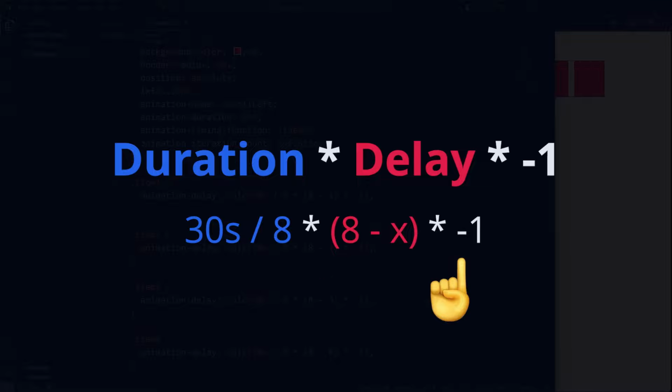Finally, we have times minus 1. All this does is convert the result of our calculation into a negative number. So whatever the result is of our calculation, doing times minus 1 at the end converts the result into a negative number. Now, to understand why we want the result of our calculation to be a negative number, we need to see how the animation delay property interacts with negative numbers.